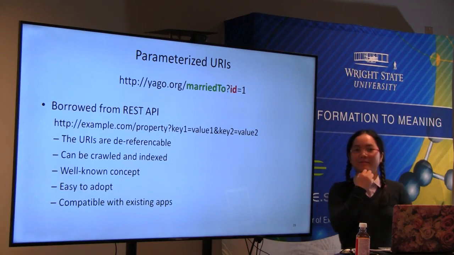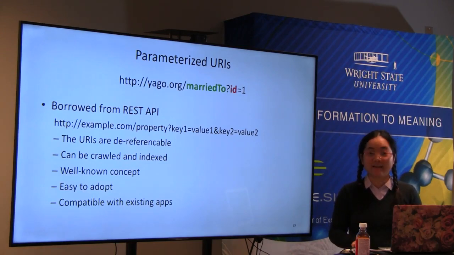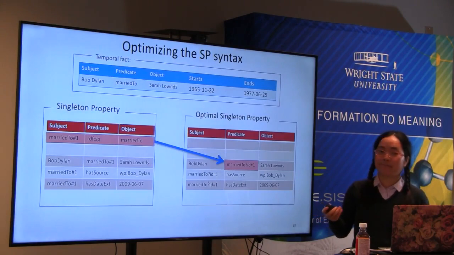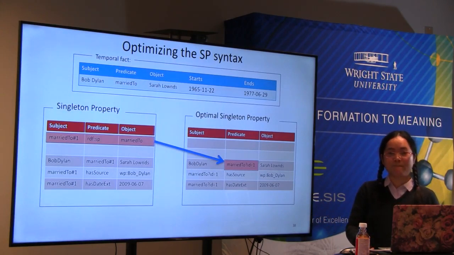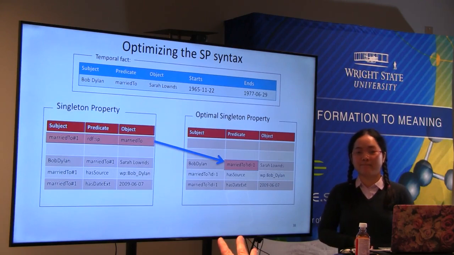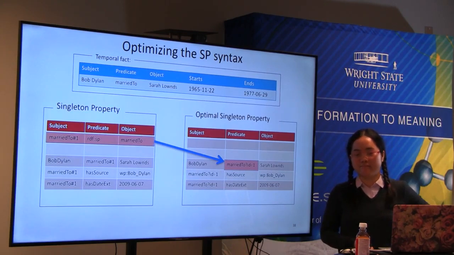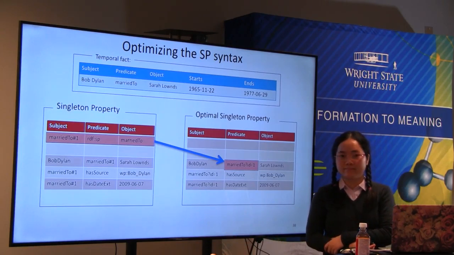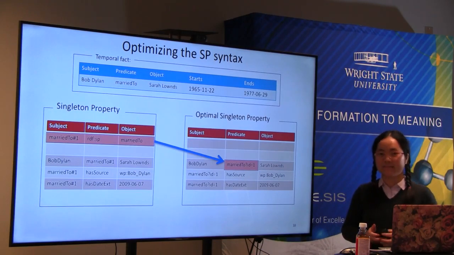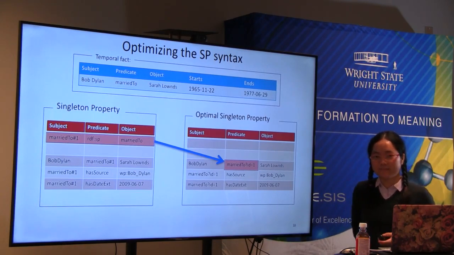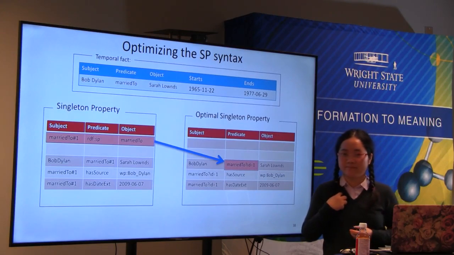So go back to the first slide, please. The previous one. Yes. So in this case, on the traditional singleton property, you could have something that is exactly the same as what you have on the other one. You can have married2?ID1, and at the top you would have married2?ID1 RDF singleton property married2. So you can have the same representation. It's just a different name that you give the predicate.